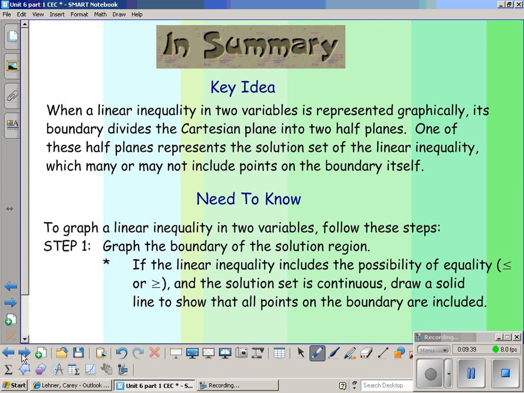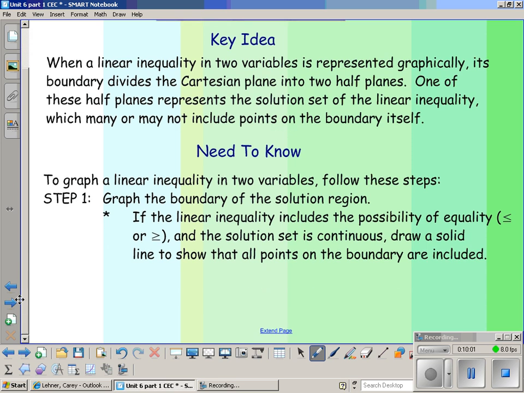So just to summarize what we've done in the last 2 lessons. When a linear inequality in 2 variables is represented graphically, its boundary divides the Cartesian plane into 2 half-planes. One of these half-planes represents the solution set of the linear inequality, which may or may not include points on the boundary itself. Things that you definitely need to know. To graph a linear inequality in two variables, follow these steps. Step 1, graph the boundary of the solution region. So you can either use the intercept method or you can use the slope-intercept method.